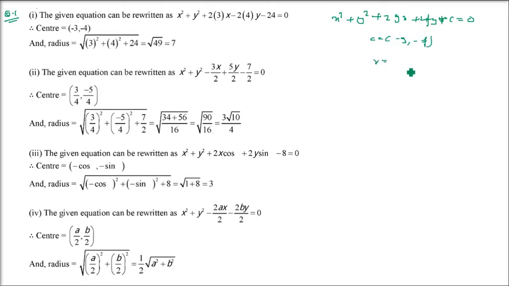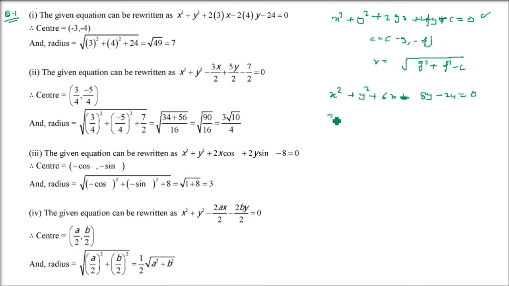And what will be the radius? Radius will be under root of g square plus f square minus c. So whichever equation is given, we have to compare it with this standard equation, try to find out g, f and c, and you will find out the center and the radius. Let us take the first one. The first one is x square plus y square plus 6x minus 8y minus 24 equals 0.